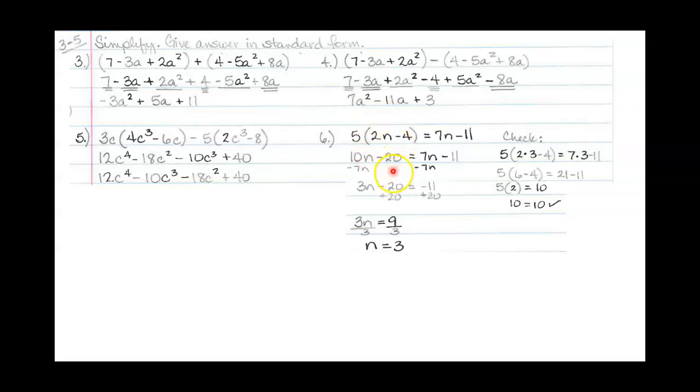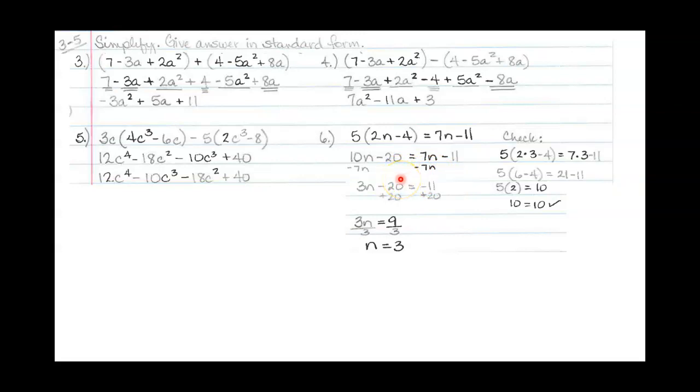Now I want to get all of my variables on one side and all my numbers on the other. So I'm going to get rid of this positive 7n right here. I'm going to use the inverse to do that, so I'm going to subtract 7n from both sides. So 10n minus 7n gives me 3n, and 7n minus 7n gives me 0. So that dropped out.